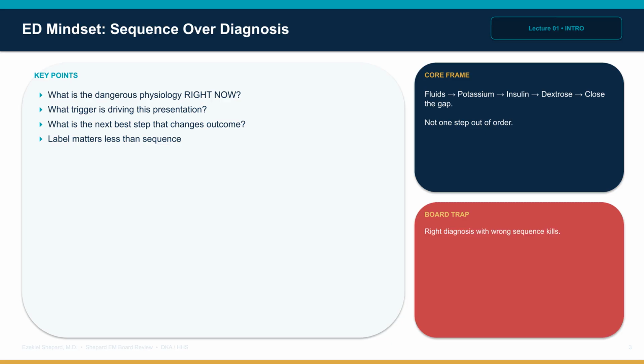The ED mindset for hyperglycemic emergencies is sequence over diagnosis. The label of DKA or HHS is less important than asking three questions. First, what's the dangerous physiology right now, this second? It's the shock, it's the acidosis, it's the potassium. It could also be a mental status change. Second, what trigger is driving this presentation? Is it infection, missed insulin, myocardial infarction? Are they pregnant? Are they drunk? Or is this pancreatitis? Third, what is the next best step that changes outcome? Fluids, potassium, insulin, or trigger therapy? The right diagnosis with the wrong sequence kills these patients.